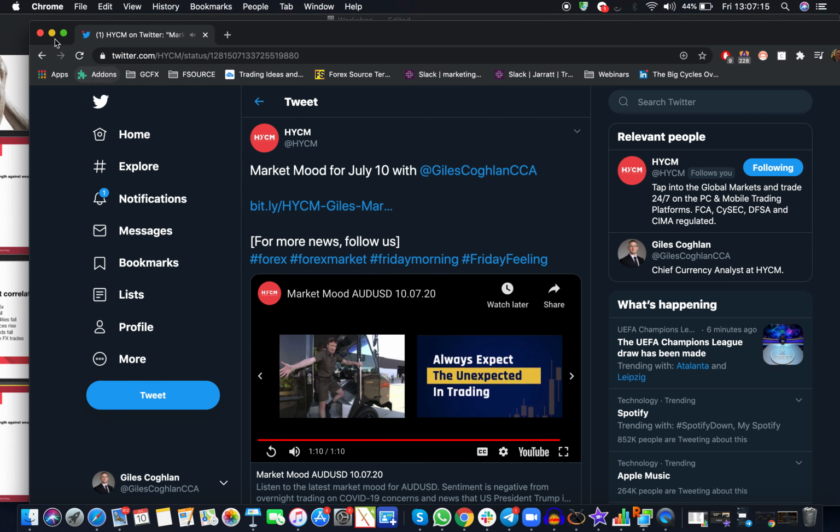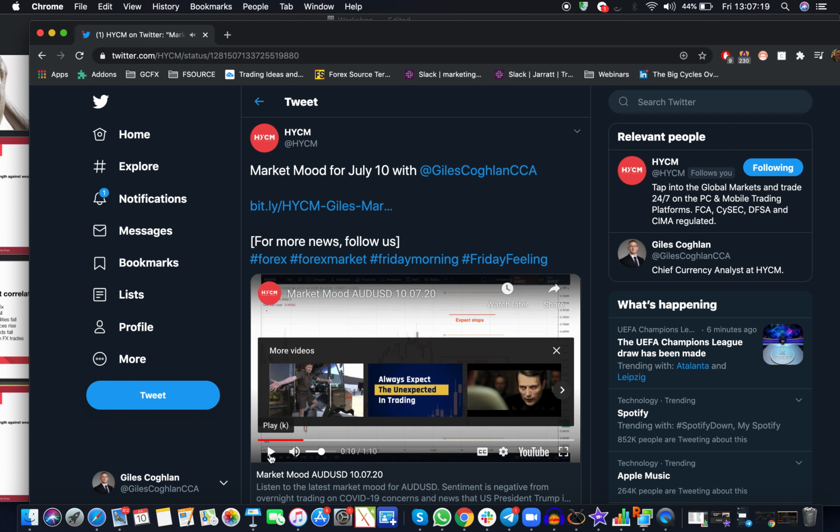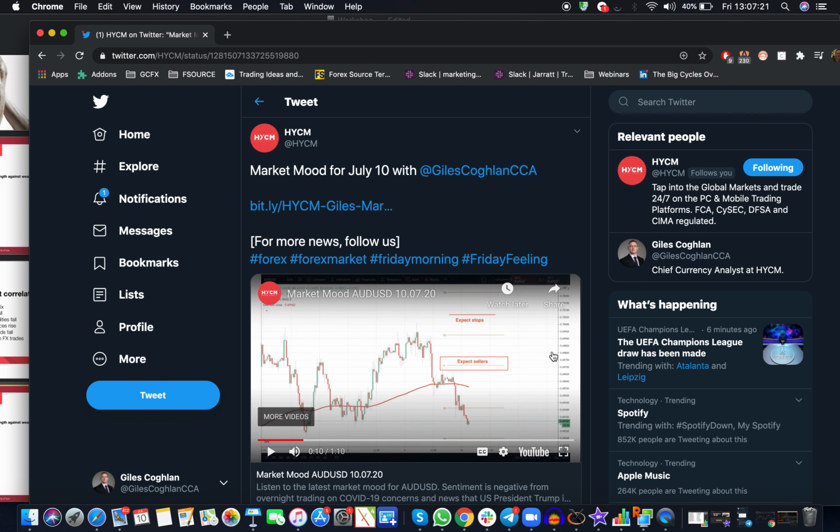So there you have an example. Now, in that example, you can see that I've also identified key technical areas for selling. Here we have a daily pivot point, and we could expect sellers on any retracement back up to that level. So that is how you decide which is a high probability pair to trade.